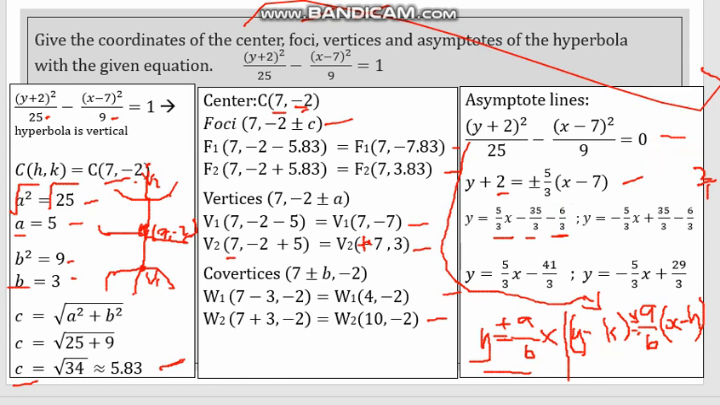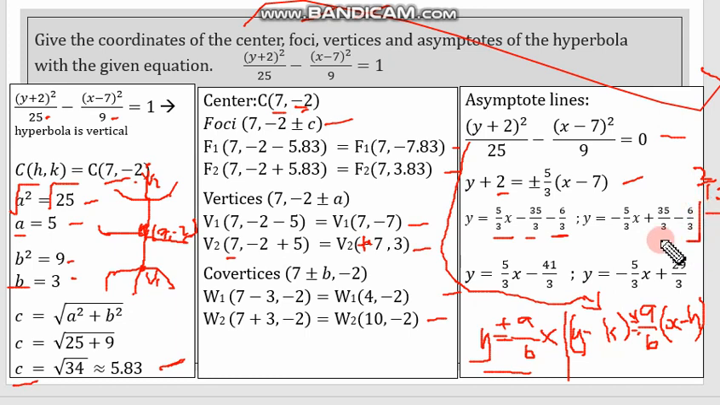Same process if we use the negative: y is equal to negative 5 over 3 times the quantity x minus 7. So negative 5 over 3 times x is negative 5 over 3 x. Negative 5 over 3 times negative 7 is, both being negative, positive 35 over 3. Then we transpose 2 to the right side, so it becomes negative 2. Again, we need the same denominator, so the least common denominator is 3. 3 divided by 1 is 3, and 3 times 2 is 6, that's why it is 6 over 3.